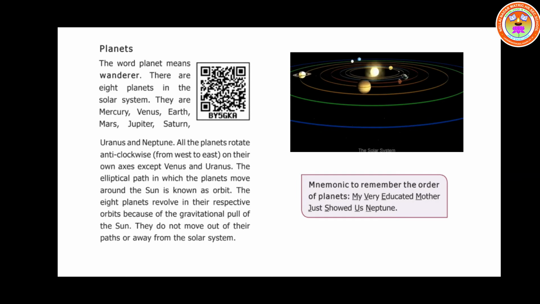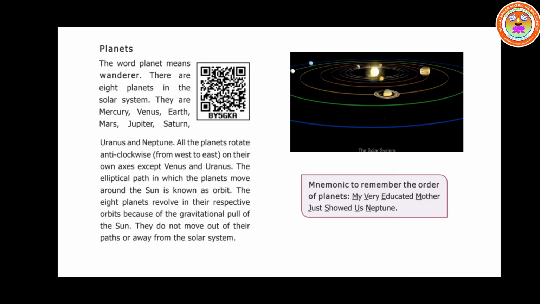Children, do you know why the planets only revolve around the sun on their fixed path? Because of the gravitational force of the sun. Is it clear? They do not move out of the path or away from the solar system. That is because of this gravitational force only. Is it clear?